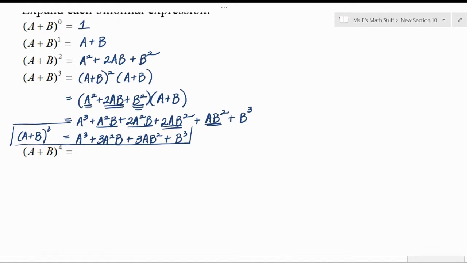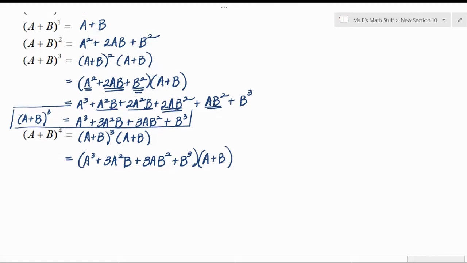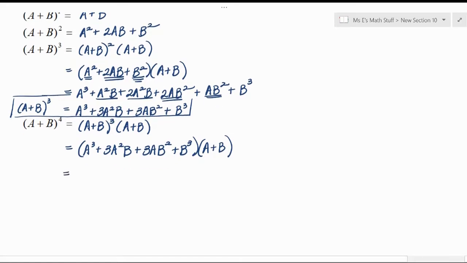And then if we're going about it this way, how would we expand (a+b) to the fourth power? Well, you could always think of that as (a+b) to the third power multiplied by another (a+b). You could replace (a+b) to the third power with what we had from that previous step there, and then multiply it by that last (a+b), and then distribute and combine like terms, just like we have, right?